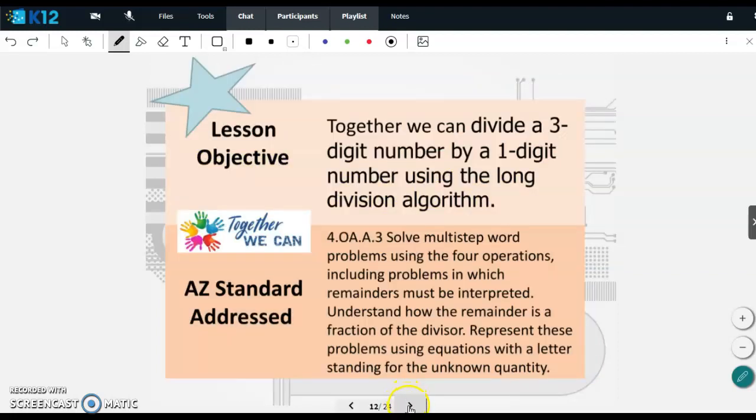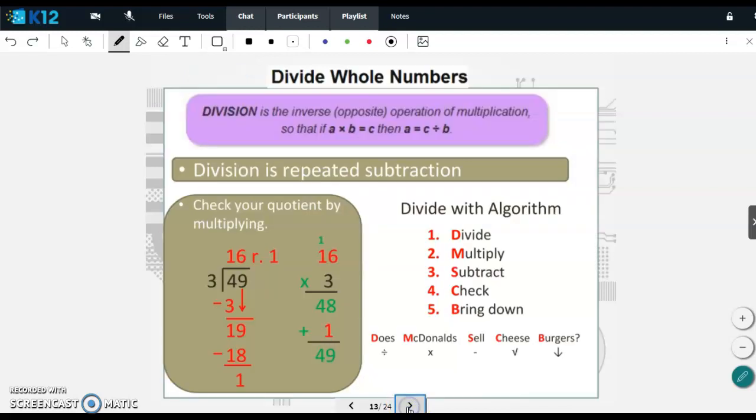So we are still working on division, 3 digits by 1 digit. Here is a quick review. Make sure you divide, multiply, subtract, check, and bring down. Division is basically just repeated subtraction, right?